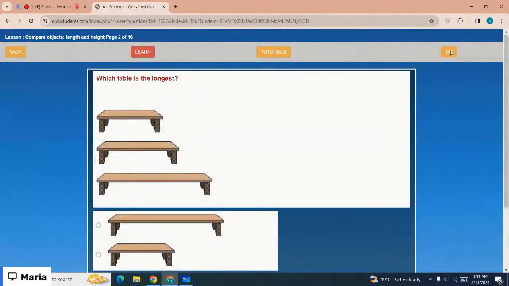Which table is longest? So which is the correct option? We are given three tables here. You have to see the longest one. So the one that has the longest line is the longest one, right? So option number one is the correct option. That is the longest one.